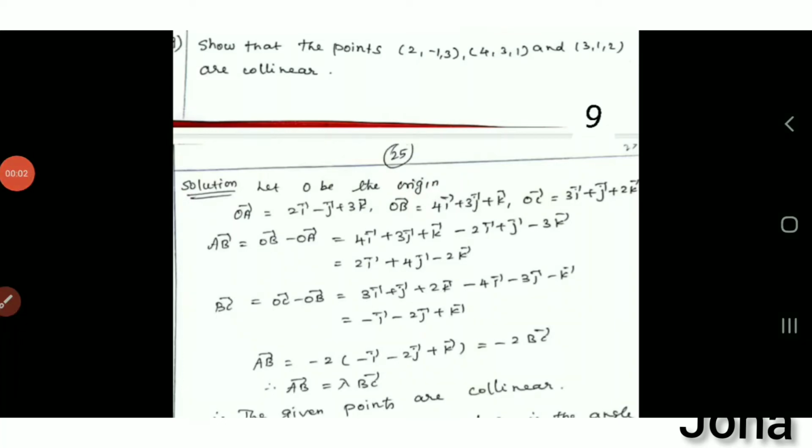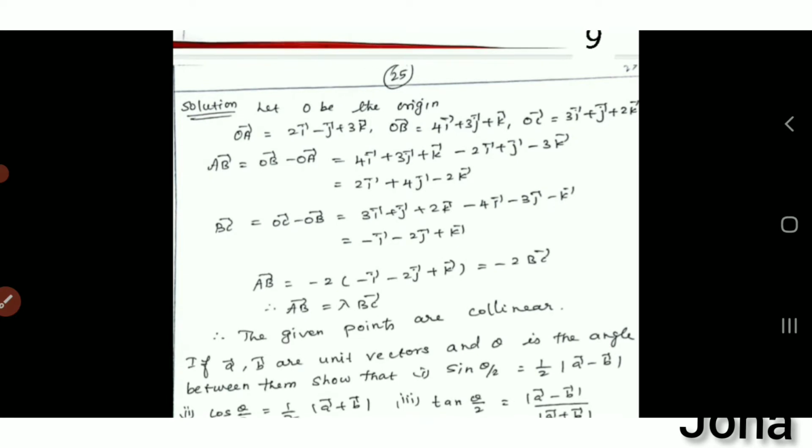Ninth problem: show that the points (2, -1, 3), (4, 2, 1) and (3, 1, 2) are collinear. Here we want to prove these points are collinear. The given things are OA, OB and OC, which we have to write as vectors.